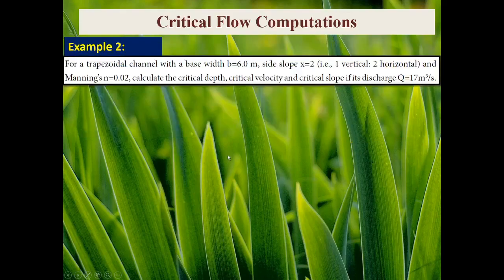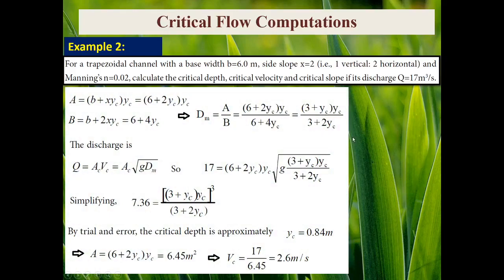Let's see another example. For a trapezoidal channel with a base width b equals 6 meters, side slope x equals 2, which means for each one vertical there are 2 horizontal, and Manning's n equals 0.02, calculate the critical depth, critical velocity, and critical slope if its discharge equals 17 cubic meters per second. This question is the combination of the second and third types of questions, and let's see how we can determine first critical depth, then critical velocity and critical slope.